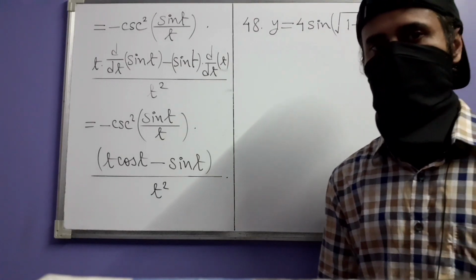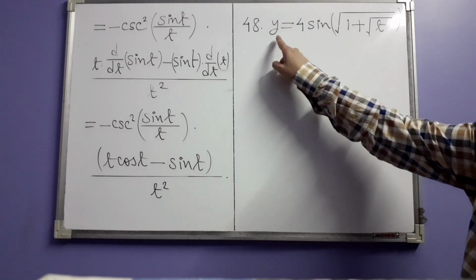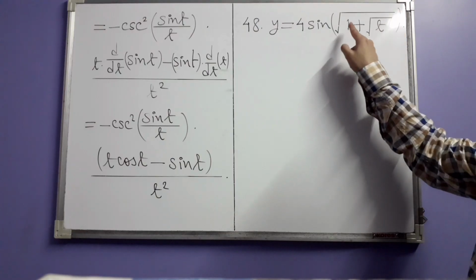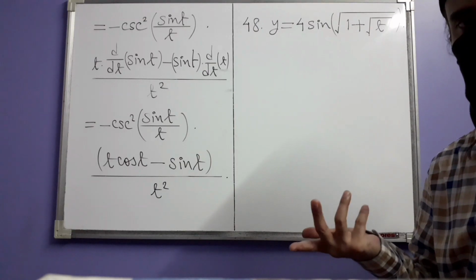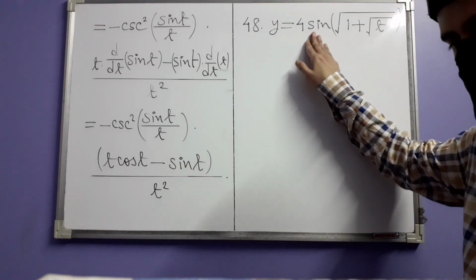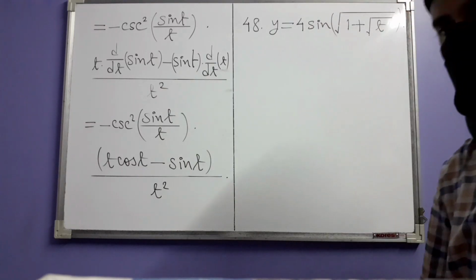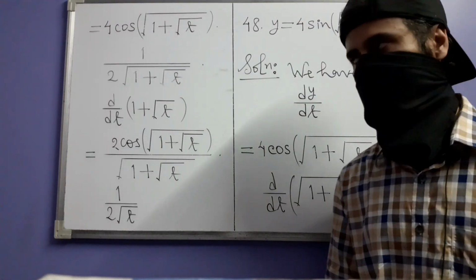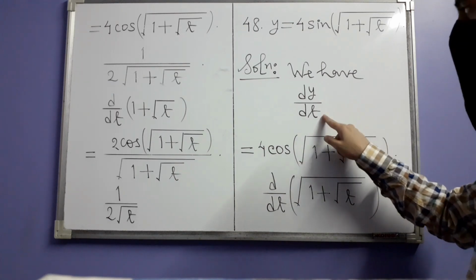Next, let us take this number 48. This one is interesting because here you have y equal to 4 sine of square root of 1 plus root t. It is interesting, maybe you have already seen why it is interesting. Here there is one outer room, then inside you have another room, and inside that you have another room, maybe a closet. So you start your differentiation using the outside inside form of the chain rule and write dy/dt.